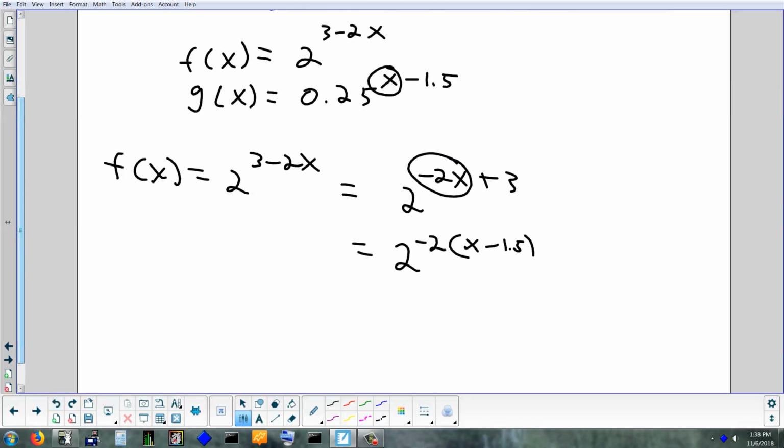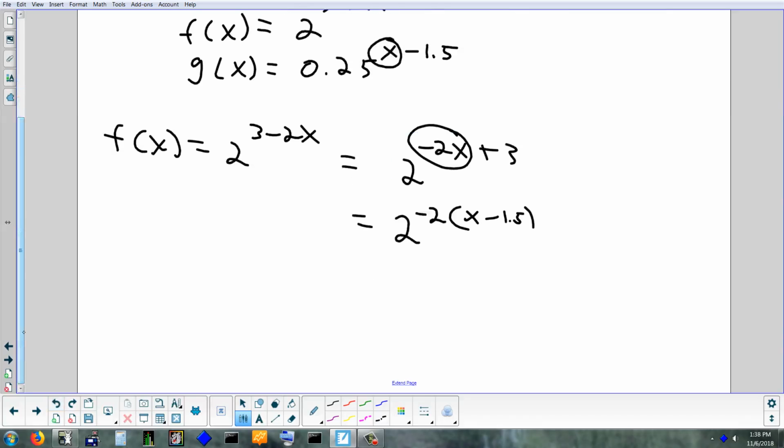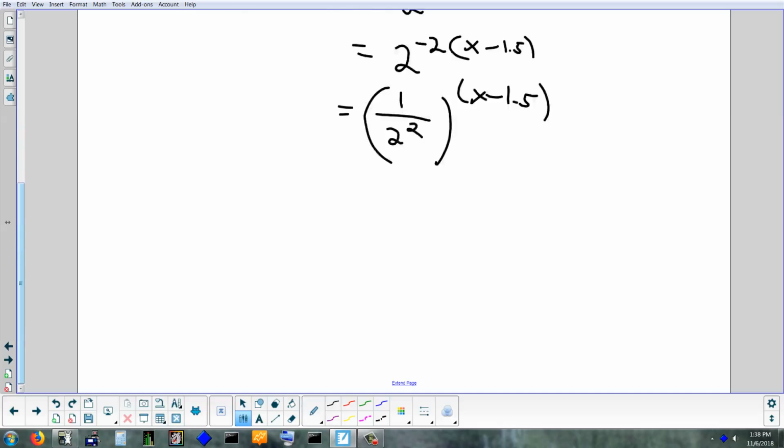Could you make it 1 divided by 2 to the second? Yep. So that negative exponent means it's really 1 divided by 2 to the second. This just stays the same. And now 1 over 4, that's the decimal 0.25, 1/4.